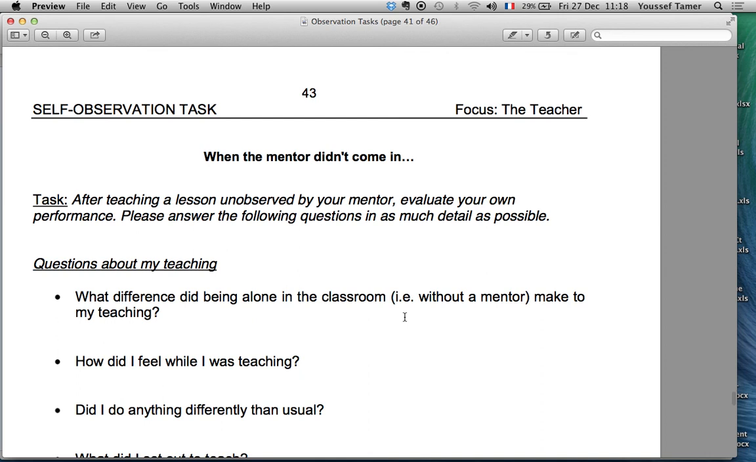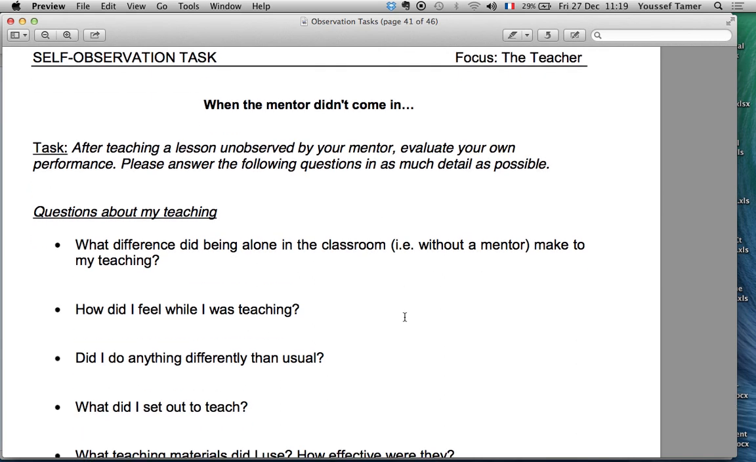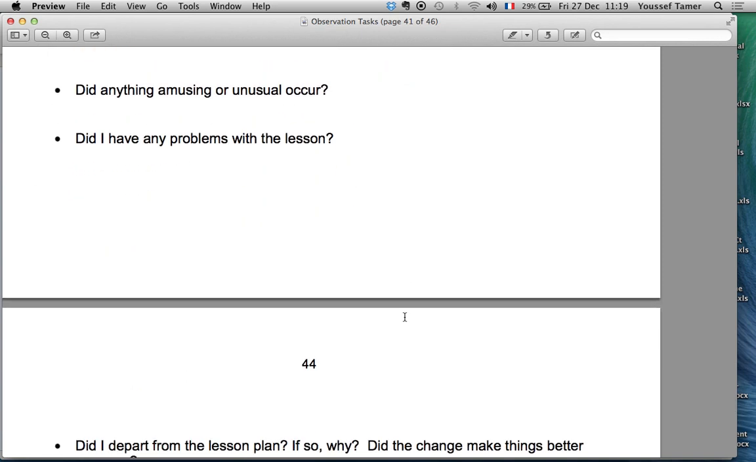After teaching a class when the mentor didn't come in, you feel more comfortable, like when nobody is observing you. Yes, for sure. I personally don't like to be observed by somebody else. The majority of teachers don't. Even for the students, their behavior changes. This is what I always had from my students before.